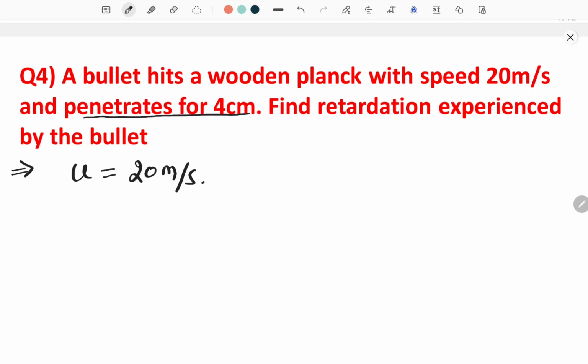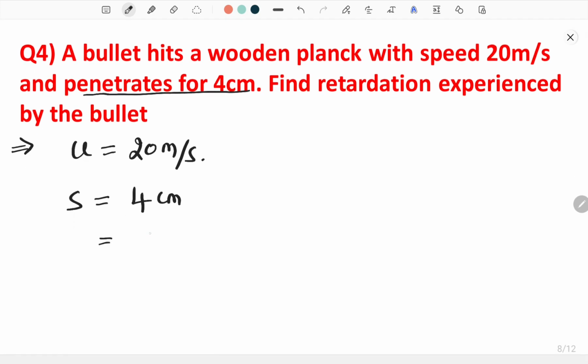All right, and penetrates for 4 centimeter. So it is going inside the wooden plank for how many centimeter? 4 centimeter. This has to be converted into meter, that is 4 divided by 100 meter. So displacement is 4 by 100 meter. Now they are asking find retardation experienced by the bullet.